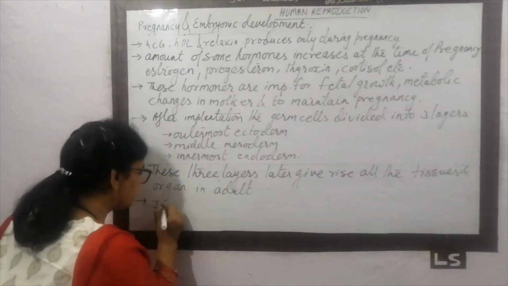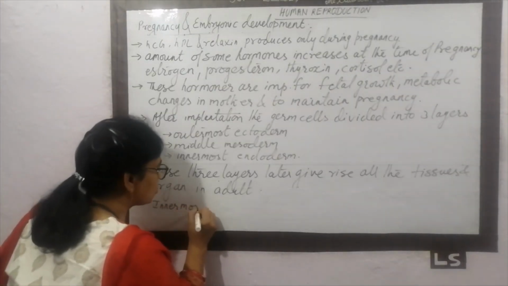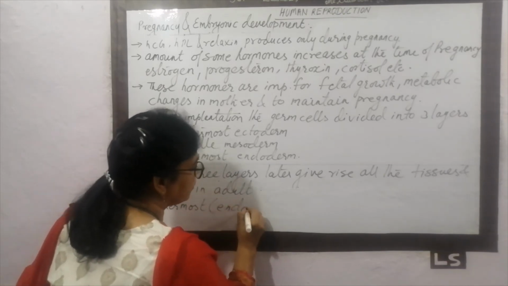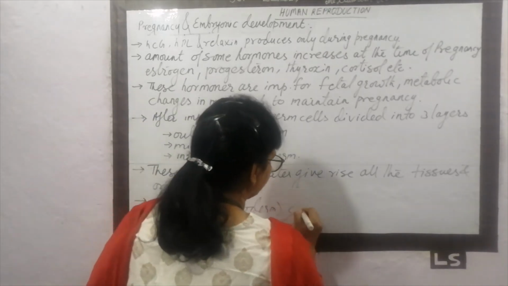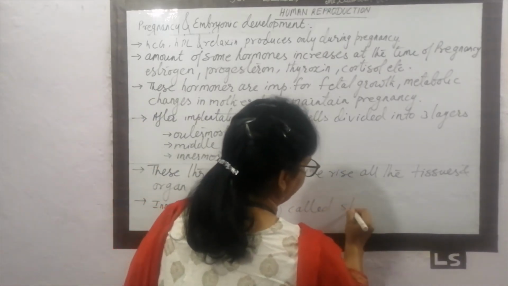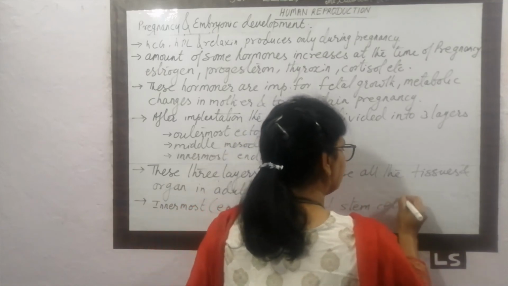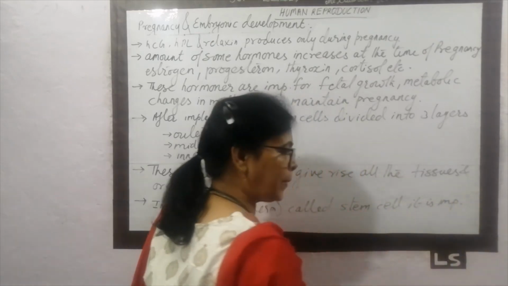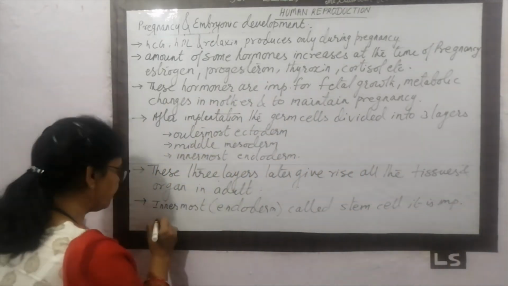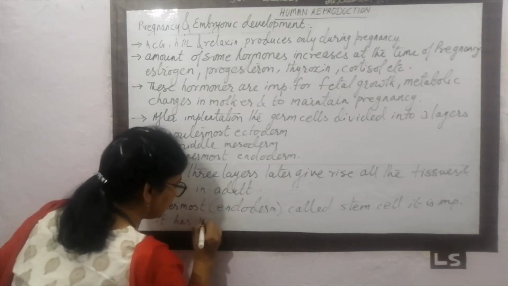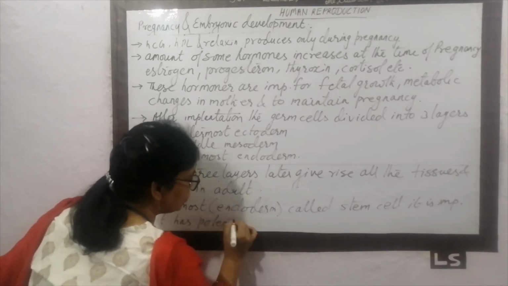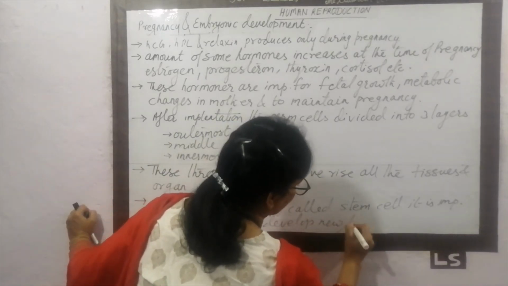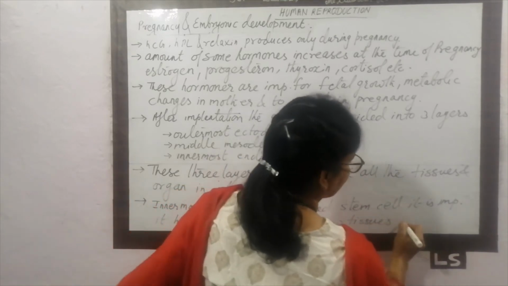The innermost layer is the endoderm. The inner cell mass is also called stem cell, and stem cell is very much important. It is important because it has the potency to develop new tissues and organs.